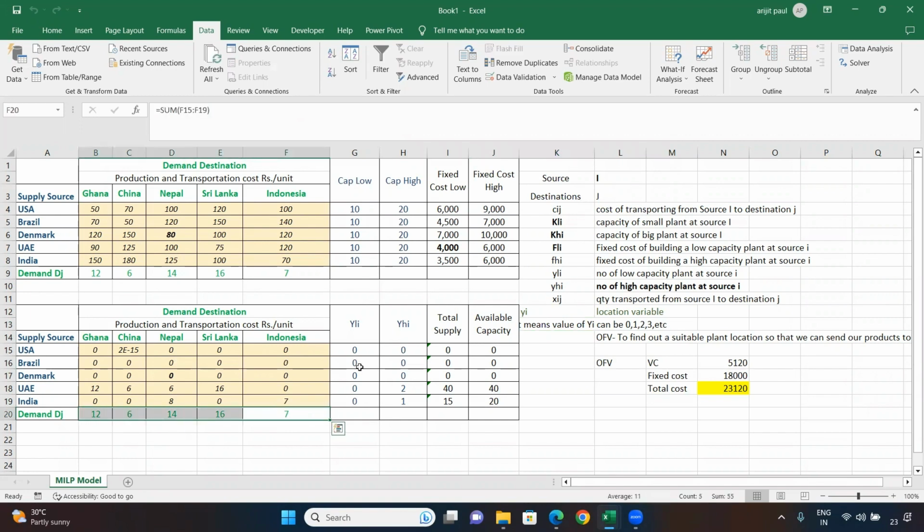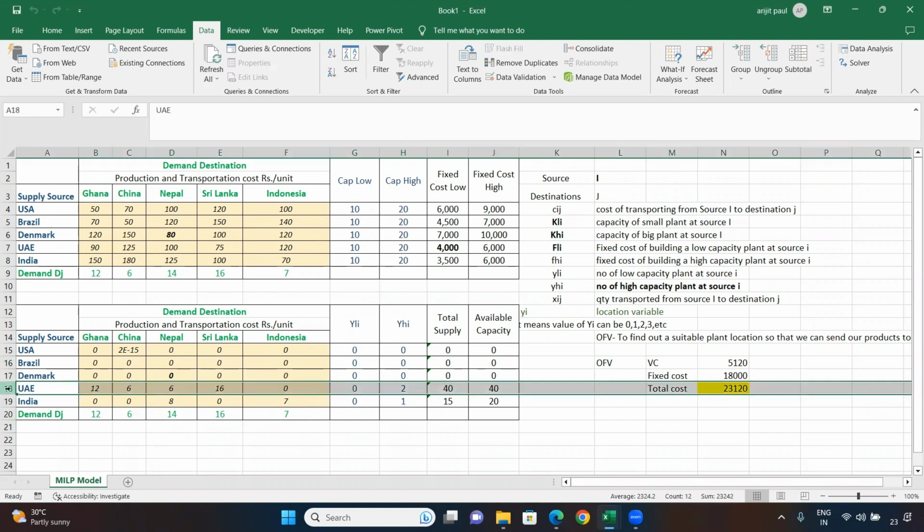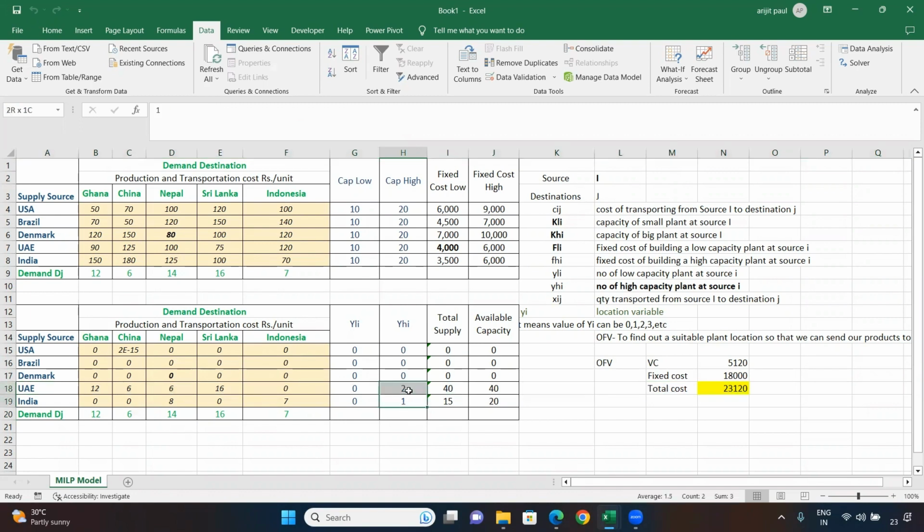Now, as per the solution provided by Excel solver, we are going to set up two high capacity plants at UAE and one high capacity plant in India. So in total, we are going to set up three plants. And here also you can see the total supply is equal to available capacity. So that is also fine.